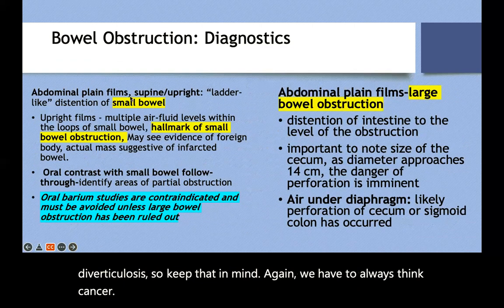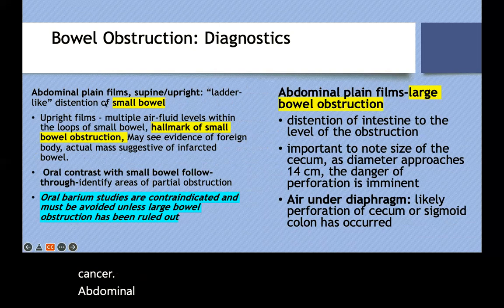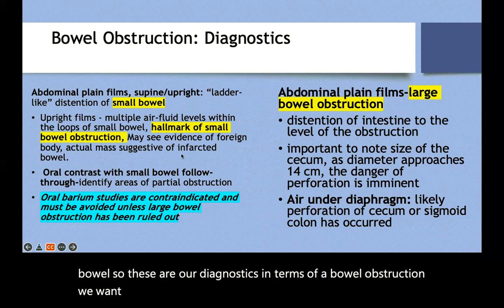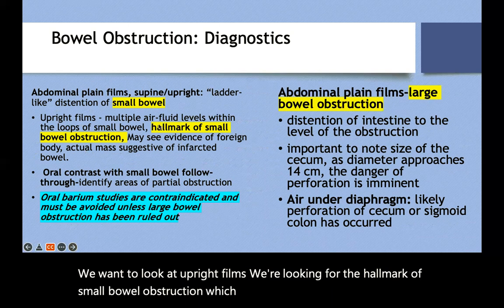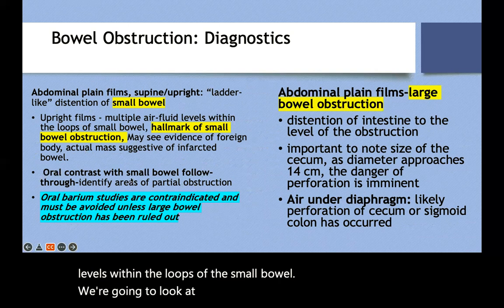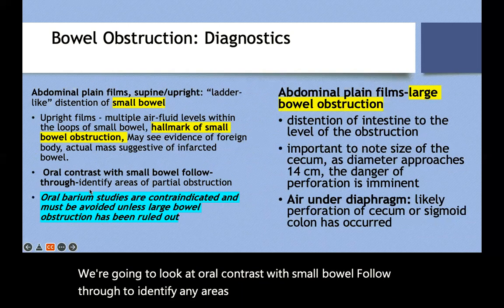Abdominal plain film, supine and upright, shows ladder-like distension of the small bowel. So these are our diagnostics in terms of a bowel obstruction. We want to look at upright films. We're looking for the hallmark of small bowel obstruction, which is multiple air-fluid levels within the loops of the small bowel. We're going to look at oral contrast with small bowel follow-through to identify any areas of partial obstruction.